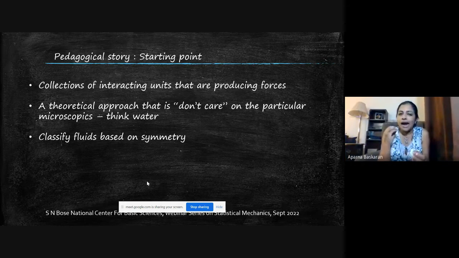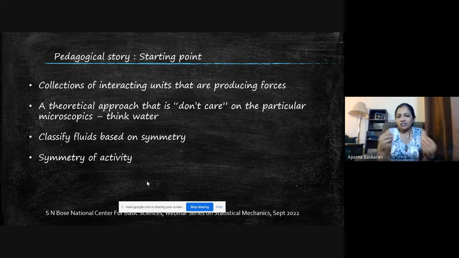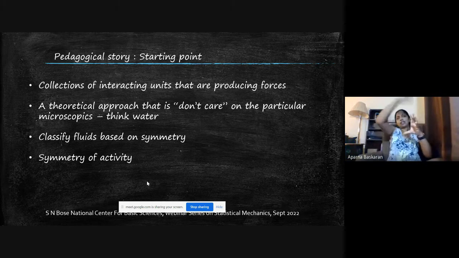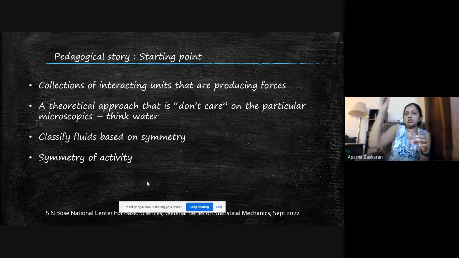So that is the attitude we want to take towards active matter in this part of the talk. And to be able to take this attitude, we need two pieces of information. The first piece of information is the classification based on symmetry. And that breaks down into two parts. I have to talk about the symmetry of activity. So activity is some force generated by my microscopic entity. Now I have some blob-like structure and it's generating some forces all around it. So I can think about a force distribution on the surface.